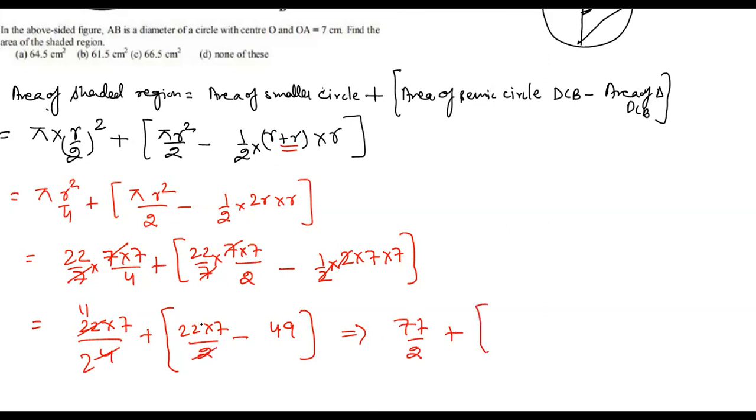Again you can cut it here. Okay, and when you cut it, you will also get 77 minus 49. Okay, so when you subtract 77 minus 49, you will get here 28. Okay, 28, yes, 28. So you will get 77 divided by 2 plus 28.